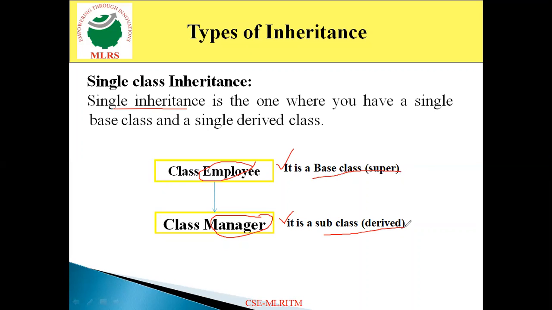When we derive one class from one more class, it indicates that the properties of the base class will be there in the derived class. So the class manager consists of both the properties of the manager class and also the properties of the employee class. This is single class inheritance, or simply inheritance.